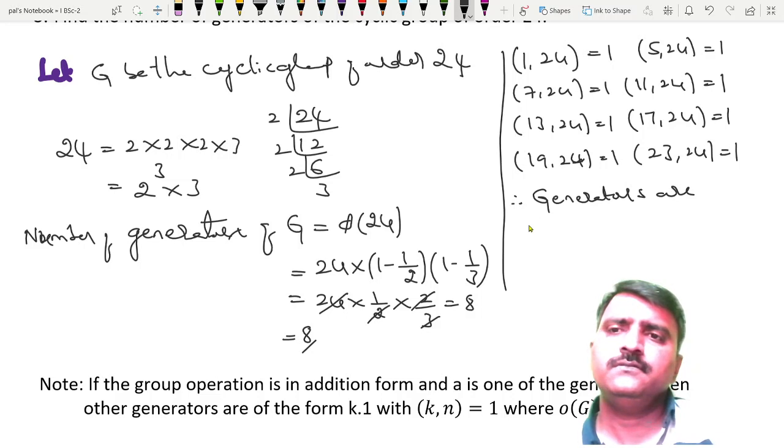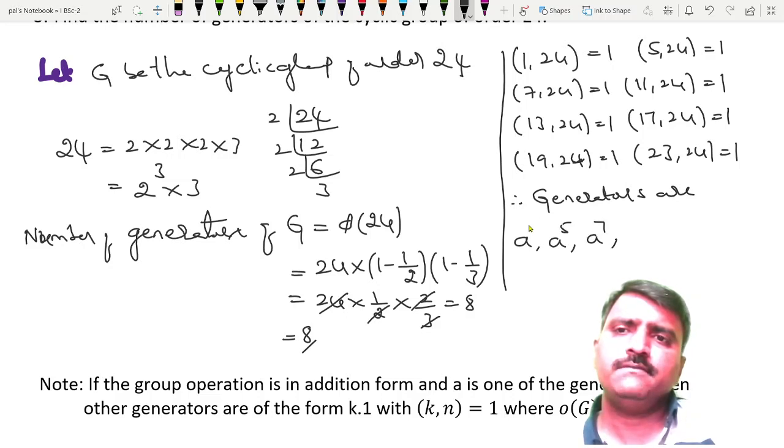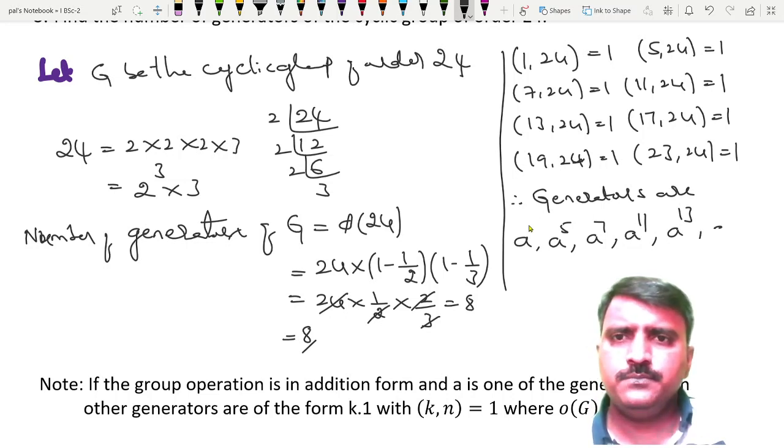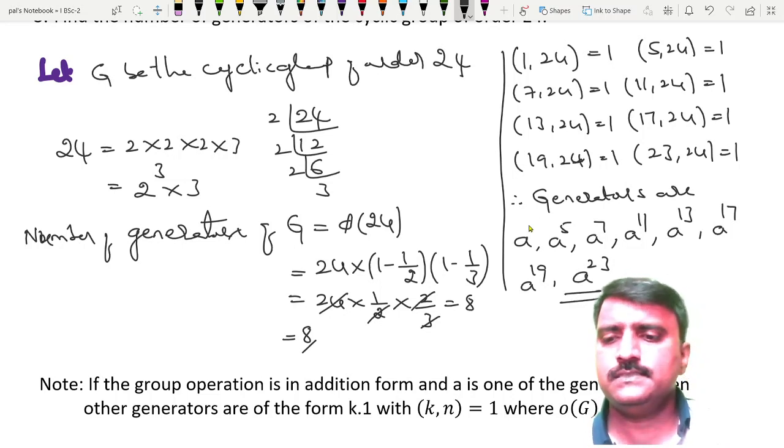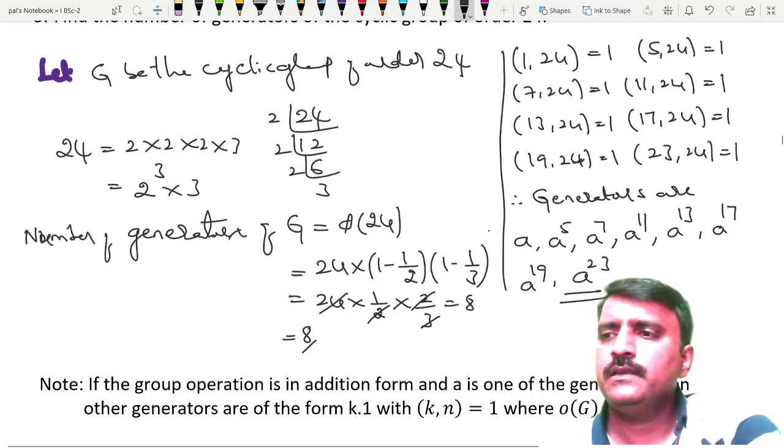Which ones are they? So those generators are a to the power 5, a to the power 7, a to the power 11, a to the power 13, a to the power 17, next a to the power 19, a to the power 23. These are the generators. Okay.